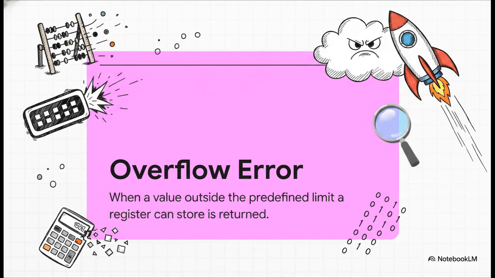But what happens when a computer basically bites off more than it can chew? You get an overflow error. The definition of this is strictly high-yield exam vocabulary, so memorize this. An overflow error occurs when a value outside the predefined limit a computer or register can represent or store should be returned. For example, if you're working with an 8-bit register, its absolute max capacity is 255. If your addition results in 256, bam, you've got an overflow error.